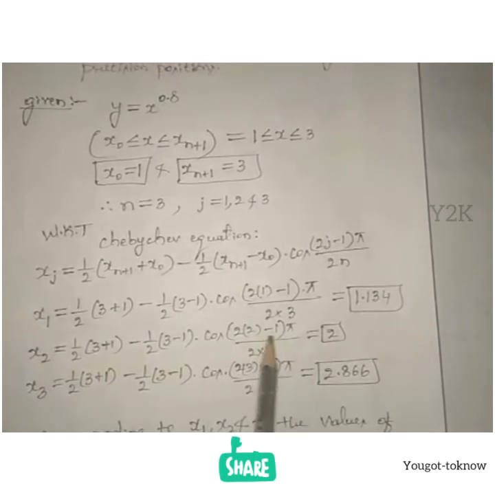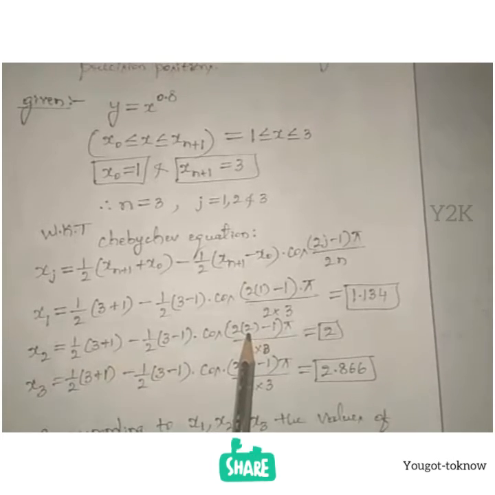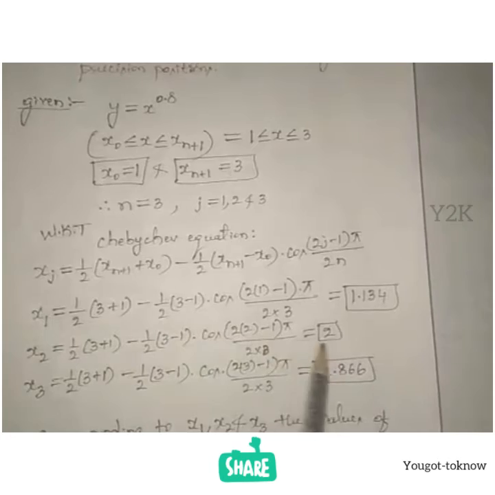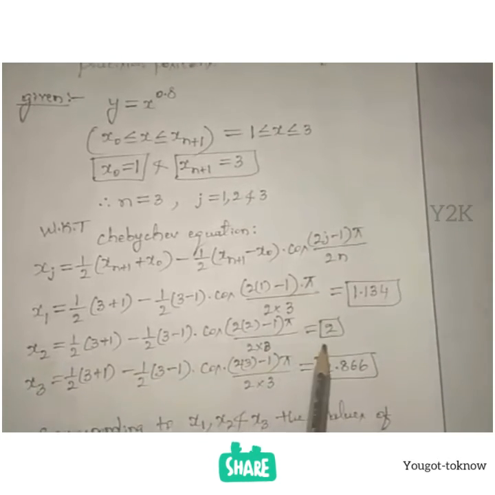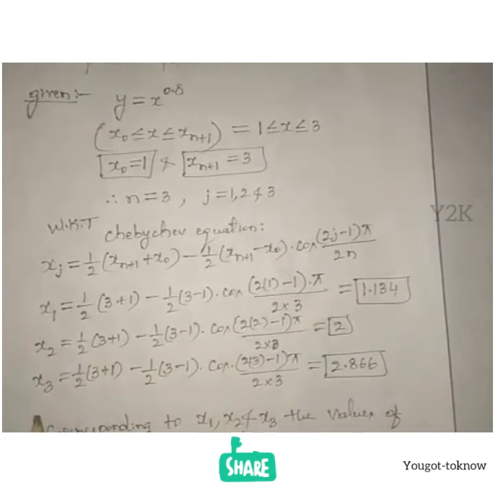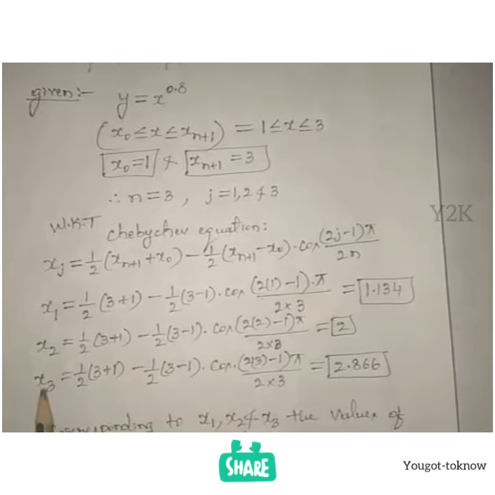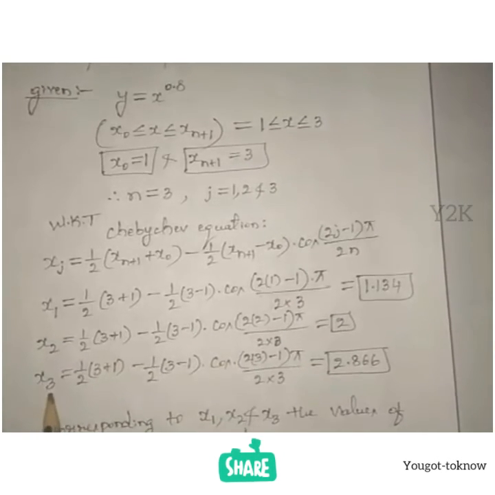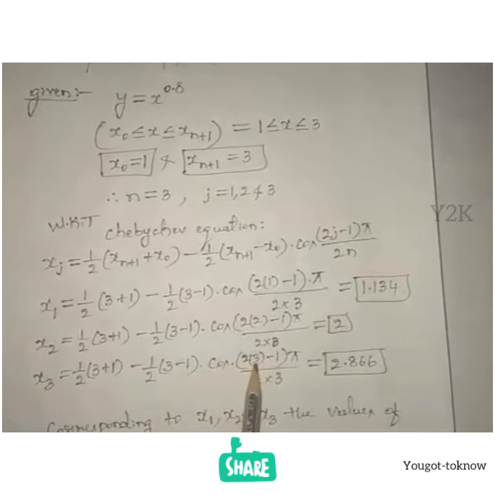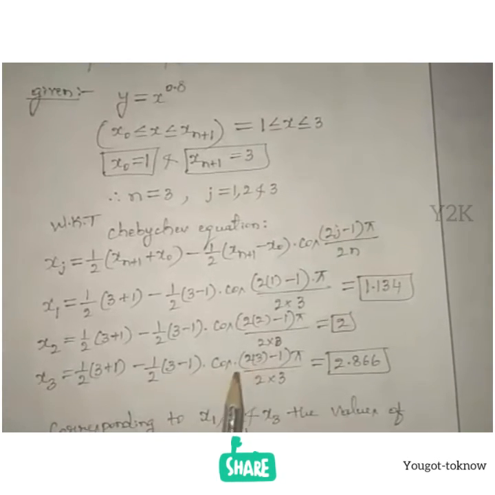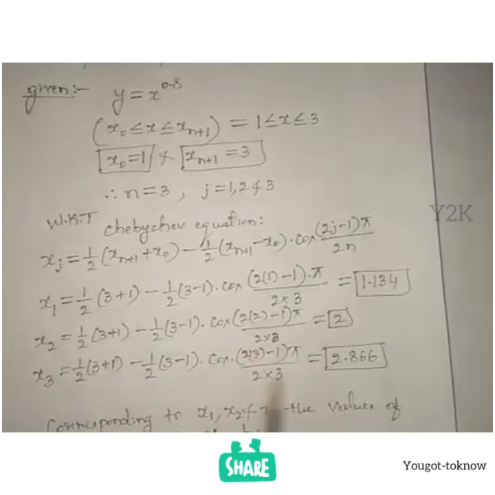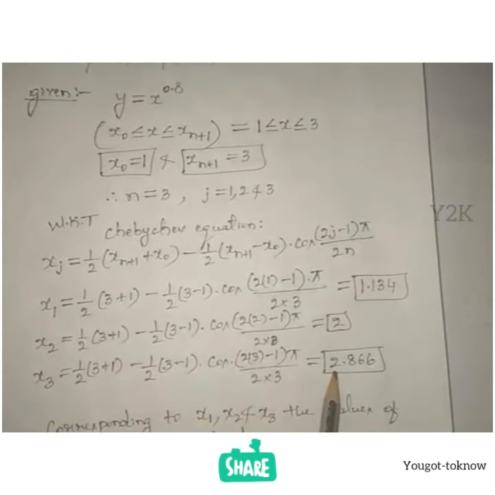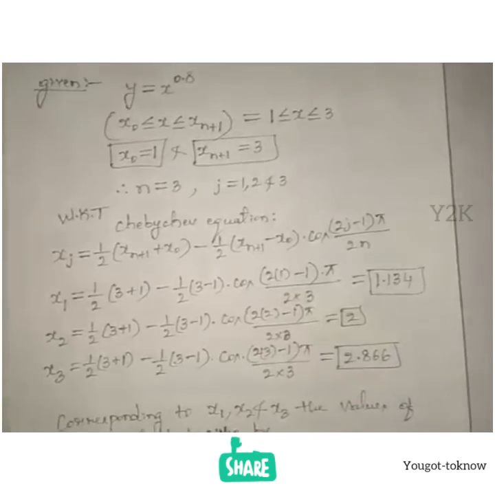Similarly, for the second precision position, j equals 2. Substitute the values. Under radians mode, simplify the equation, then we get x2 equals 2. Similarly, x suffix 3 is the third precision position. The j equals 3. Under radians mode, simplify the equation, then we get x3 equals 2.866.